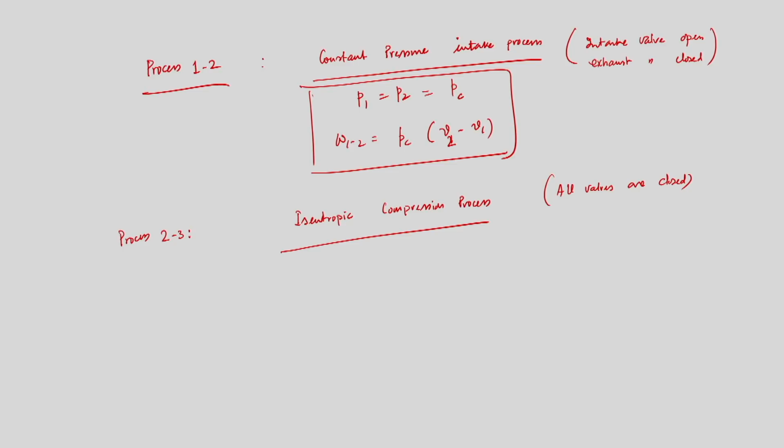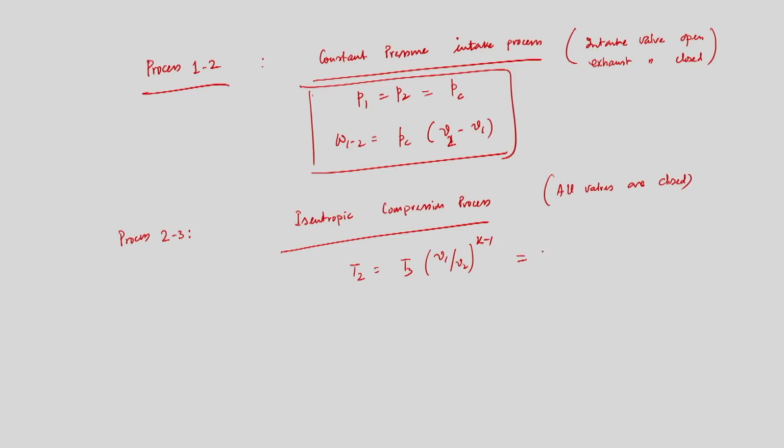So, what can I write? T2 is equal to T3 into (V1 by V2) to the power k minus 1. We are assuming air as an ideal gas and we are using the ideal gas relationship. Sorry, I am writing T3. So, T3 will be equal to T2 into (V2 by V3) to the power k minus 1.